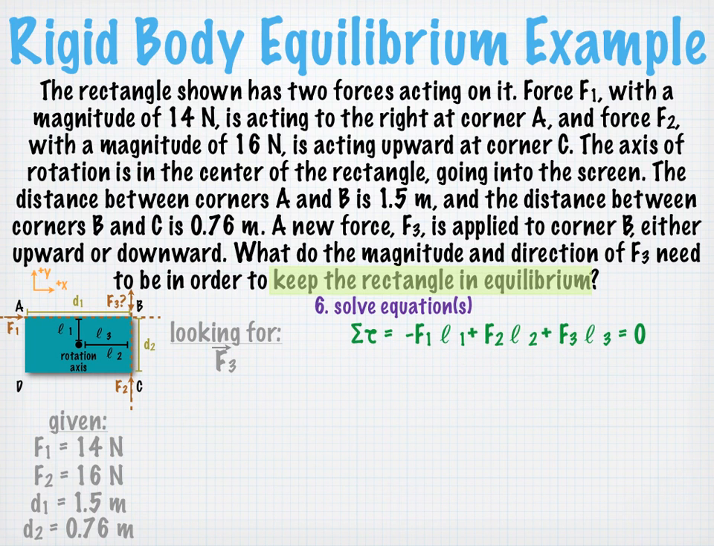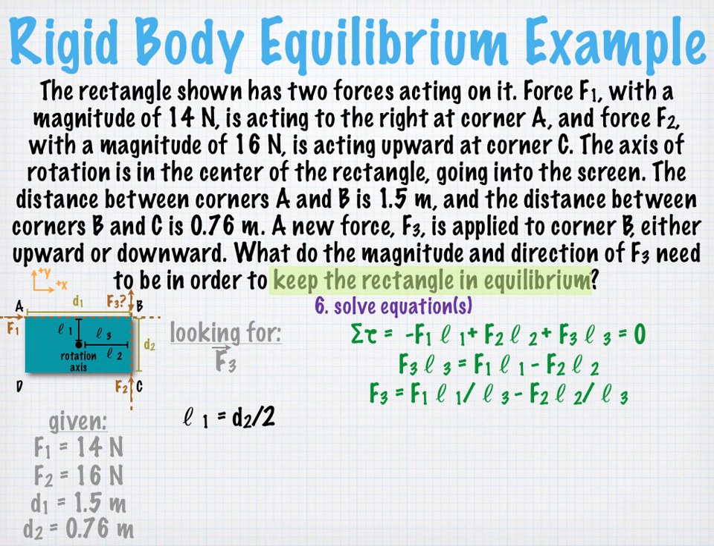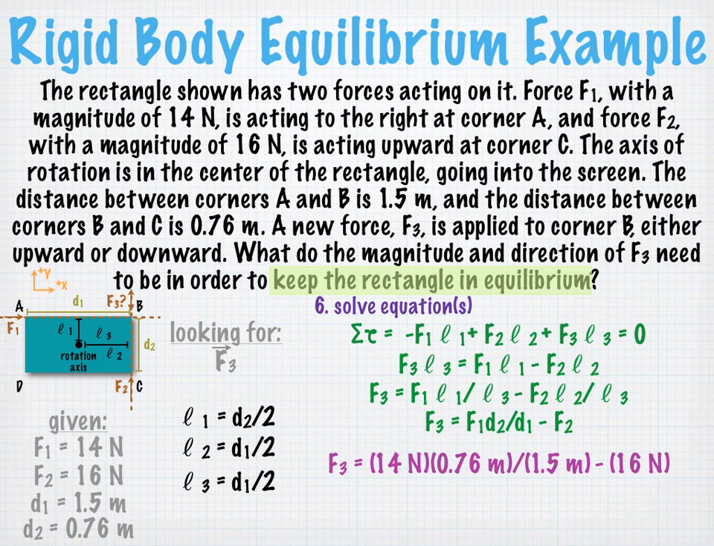We're looking for F3, so we'll first solve this equation for F3. Now we need values for L1, L2, and L3. Looking at the diagram, we see that L1 equals 1/2 of the distance d2, and L2 and L3 each equal 1/2 of the distance d1. So we plug these in for the lever arm terms, getting this expression. Now we plug in our values for F1, F2, d1, and d2.